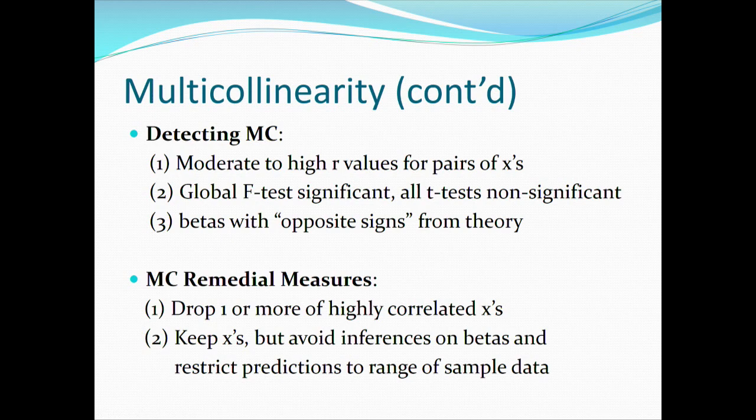So how can we detect it? Well, I kind of mentioned it already. You're going to look at the correlation matrix. You're going to look for high correlations between your X's. So you go look at printout number 3. Yeah, printout number 3 is your correlation matrix.